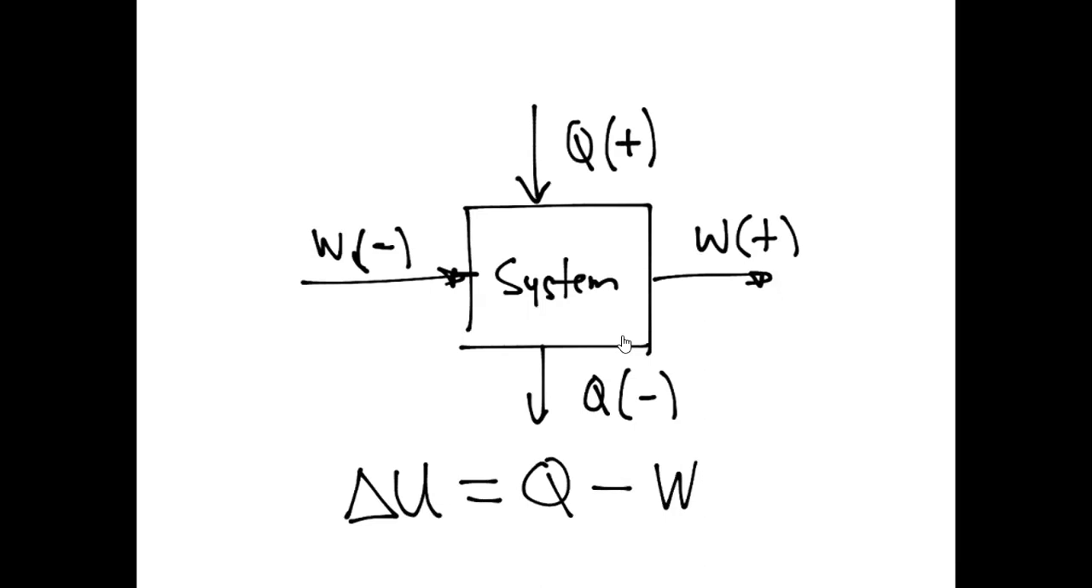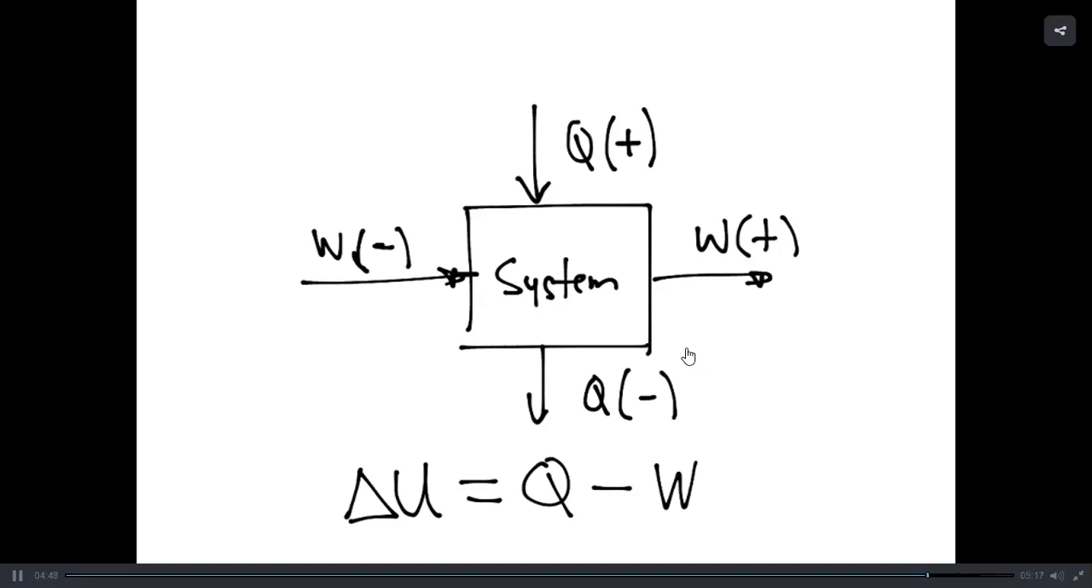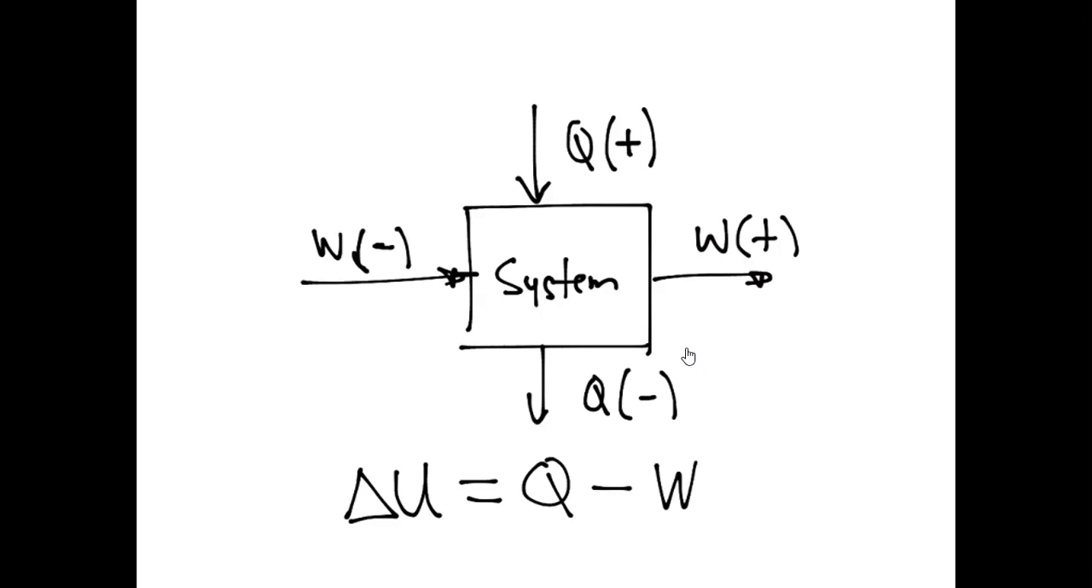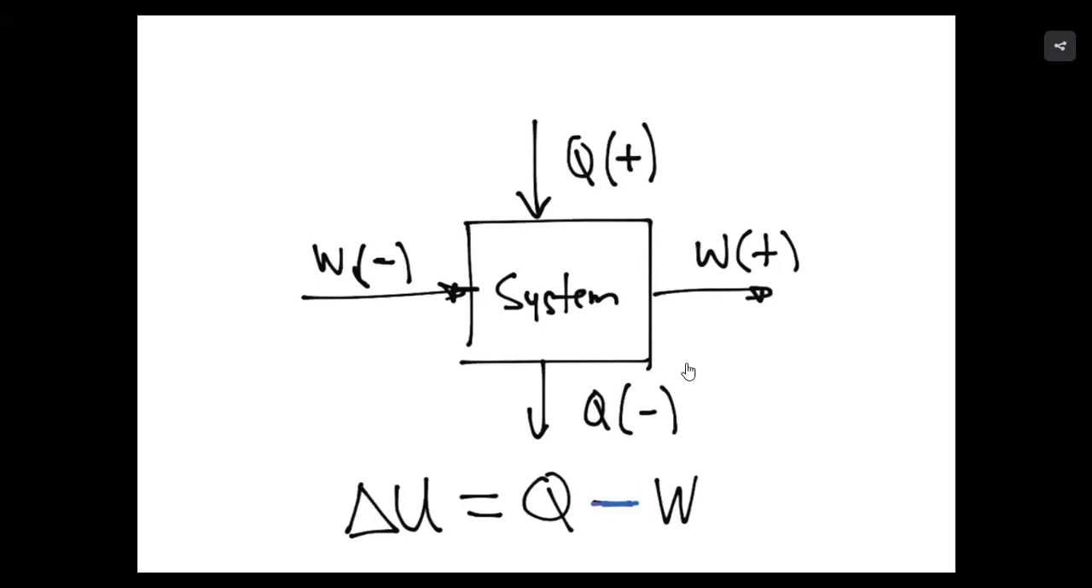Negative work, for instance, will increase the internal energy. So negative times negative will give positive, and the other way around. Positive work is work that will exhaust energy from the system, so the internal energy will decrease. So that's the reason for this negative sign here. So this is the first law of thermodynamics in a closed system.